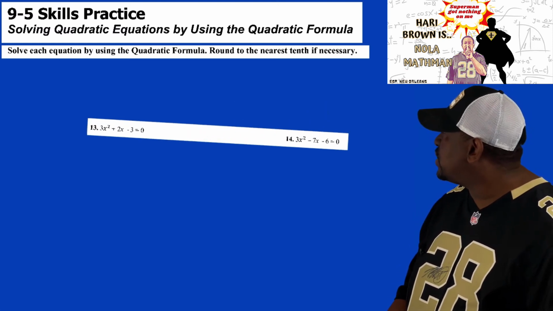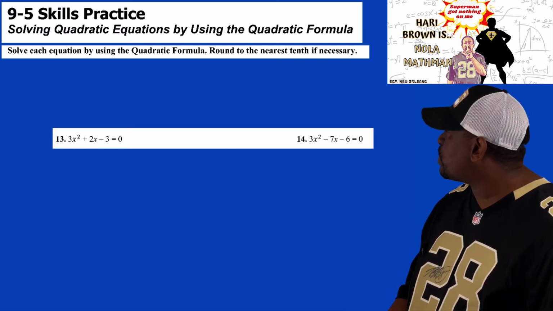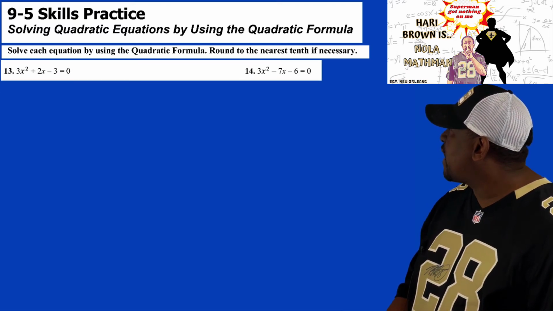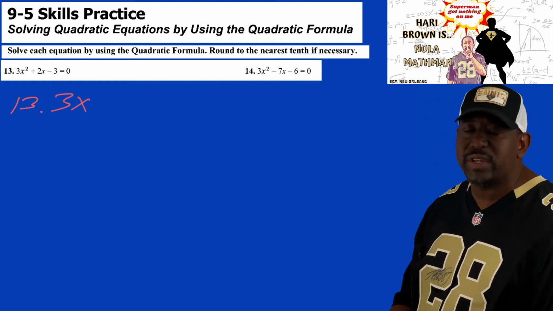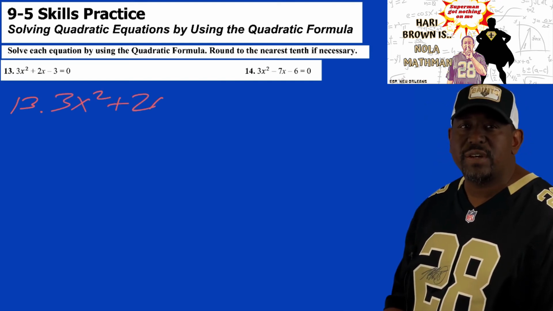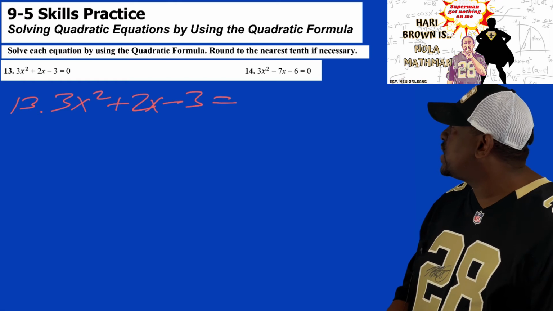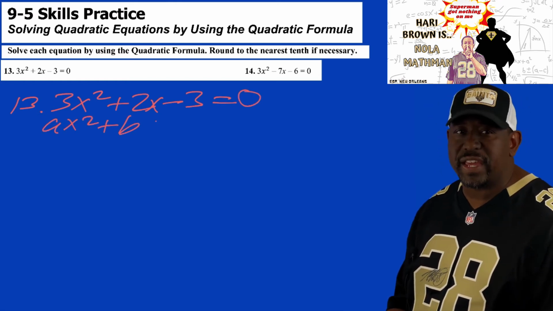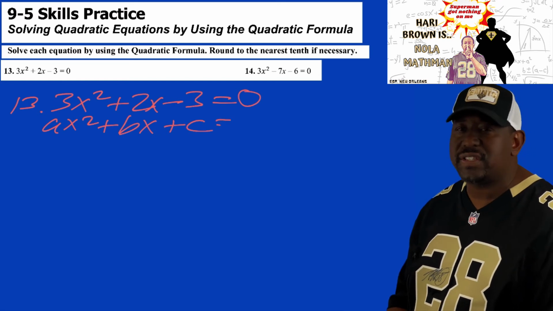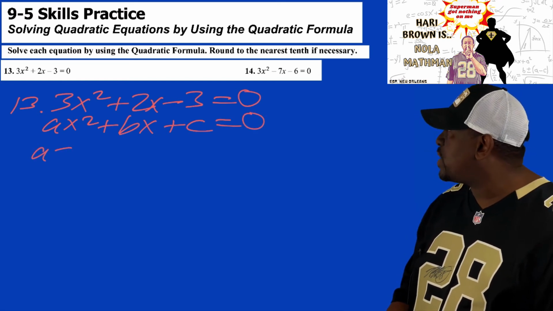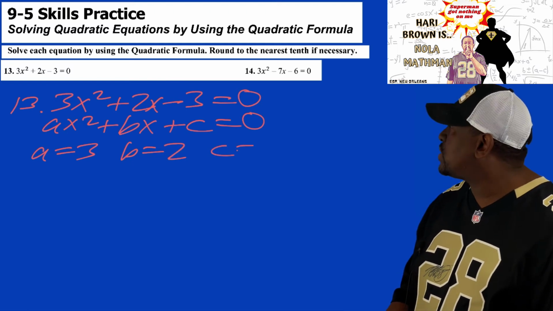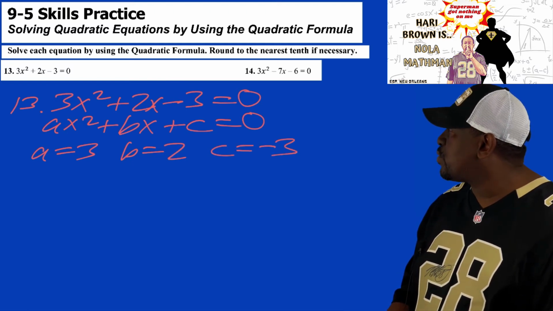So we got another 2 problems here. And let's see what we're going to do next. Let's see which one we're going to try. We're going to do 13. So we have 3x squared plus 2x minus 3 equals 0. It's already in ax squared plus bx plus c form. So we write that, we pull out a, b, and c. A is 3, b is 2, c is negative 3.